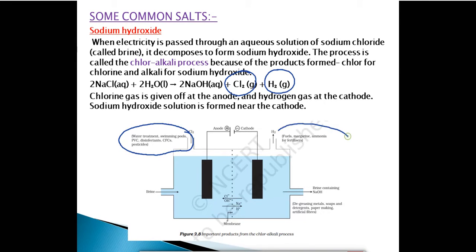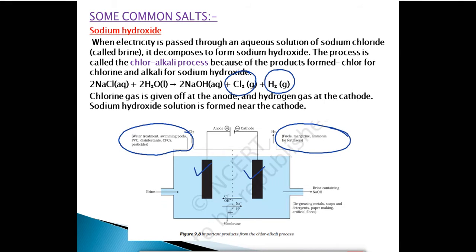Next, what is the use of hydrogen? Hydrogen is used as a fuel in rockets, right? It is also used for the manufacture of ammonia, NH3, and in many fertilizers. So one or two uses you can remember for both chlorine and hydrogen. Now this chlorine gas is formed at the anode. You can see this is the picture of the chlor-alkali process in which two electrodes are taken, anode and cathode. Chlorine gas is formed at the anode and hydrogen gas is formed at the cathode, and sodium hydroxide solution is formed near the cathode.